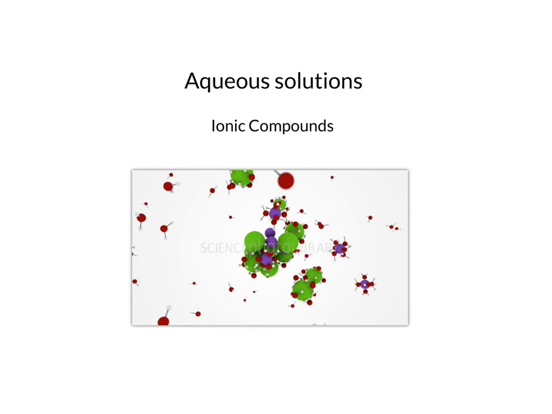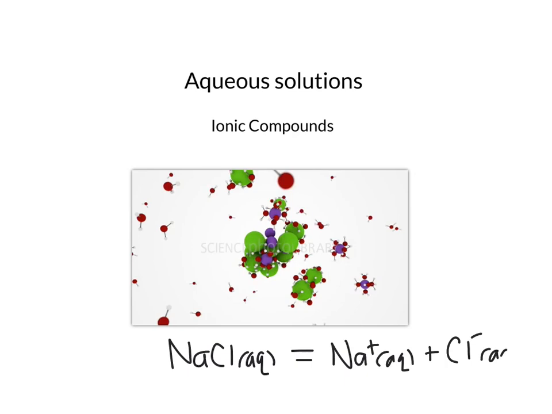So a solution of an ionic compound consists of cations surrounded by water molecules and anions surrounded by water molecules. We can represent that in our usual fashion by noting that sodium chloride aqueous is equivalent to sodium plus aqueous plus Cl minus aqueous.